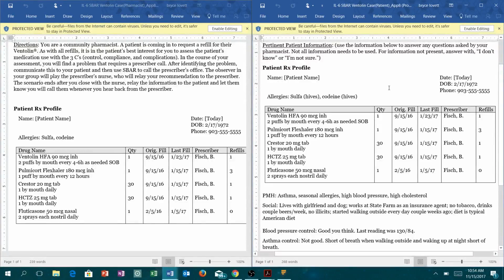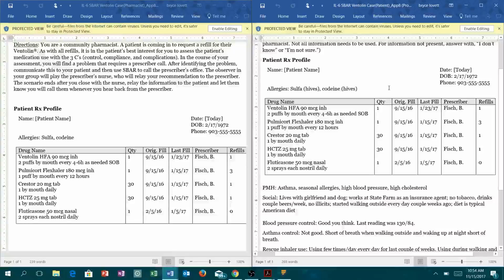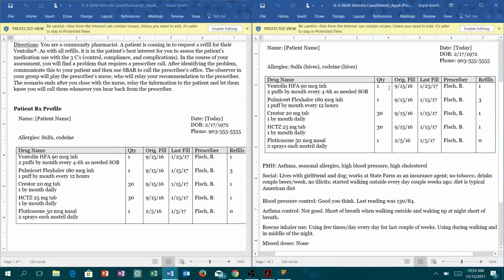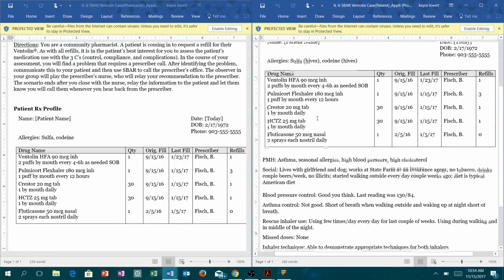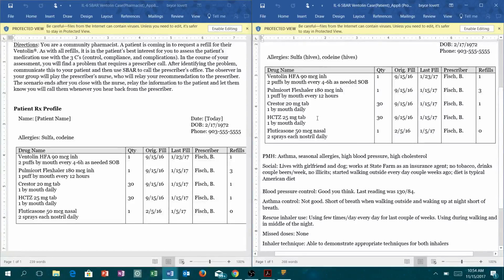2/17/1972. Okay, yeah, that's what I have here. All right, and he's on 5 medications. He's taking 2 inhalers right now. I showed him how to use his Ventolin correctly. Okay. He wasn't holding the dose in long enough, so I counseled him on that. That should help him.